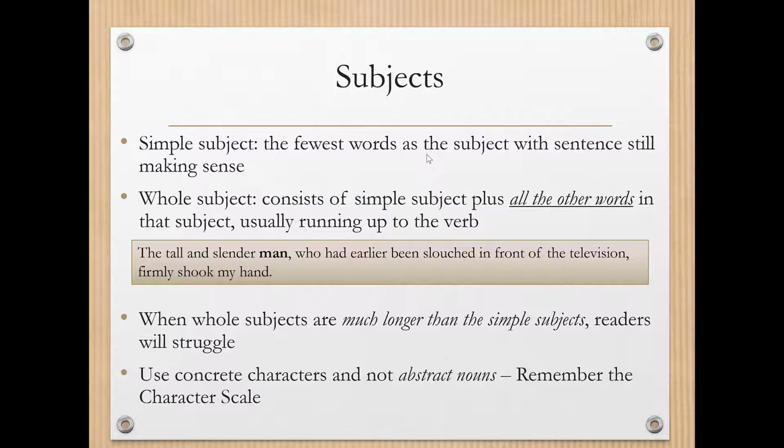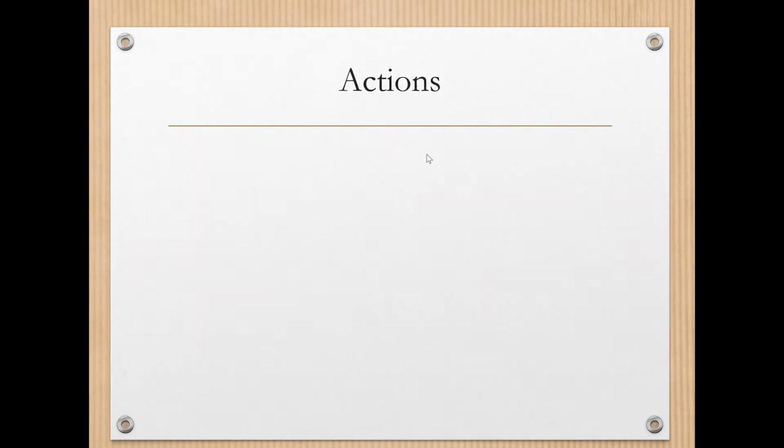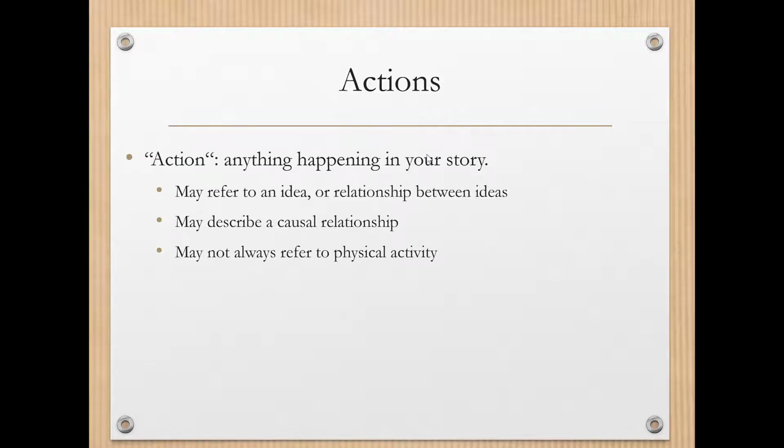So when these whole subjects become really long, readers are going to struggle. So one general idea for subjects: keep them short, keep them concrete. Don't put abstract nouns in there, don't put nominalizations in there, and remember the character scale. Let's talk about actions for a second. Actions are really verbs here, but actions are anything that's happening in your story. Remember, when you're communicating, actually most of the time you will be communicating in the form of a story.